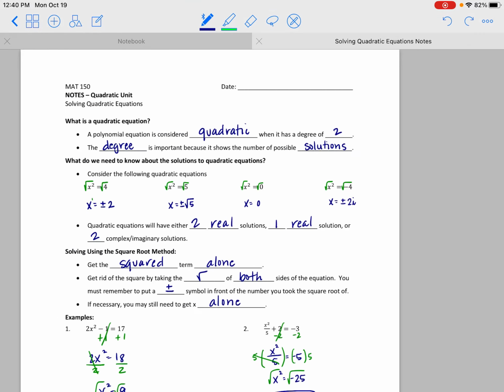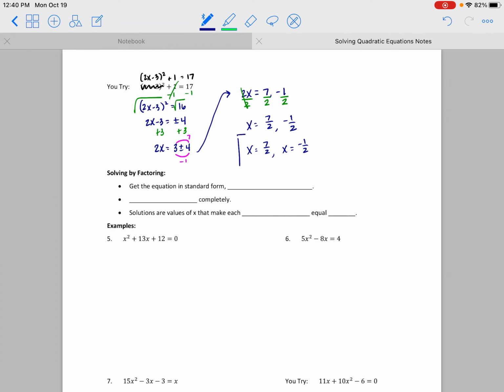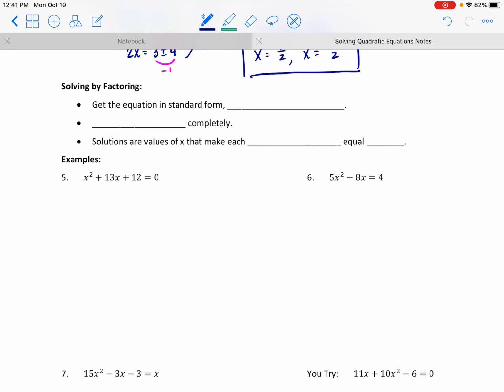Okay? Was I boxing over here? Yep, I was. So x equals 7 halves and negative 1 half. All right? And if you did the U-try and you didn't change the problem, sorry I did that to you. Okay. All right. Now, that's using what we call the square root method. The square root method to solve, I like the method. It makes sense. If you have a square in there, you take the square root.